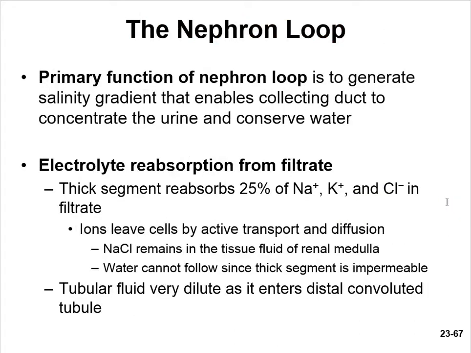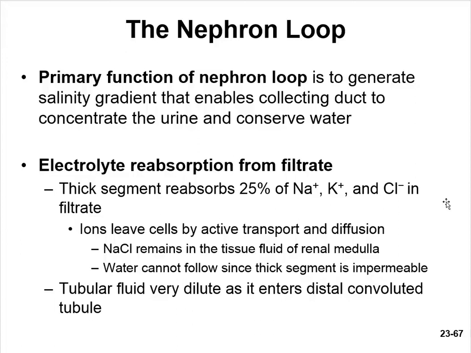So the primary function of the nephron loop, also known as the loop of Henle, is to generate a salinity gradient that enables the collecting duct to concentrate the urine and then conserve water, meaning we're going to send water back to the blood.